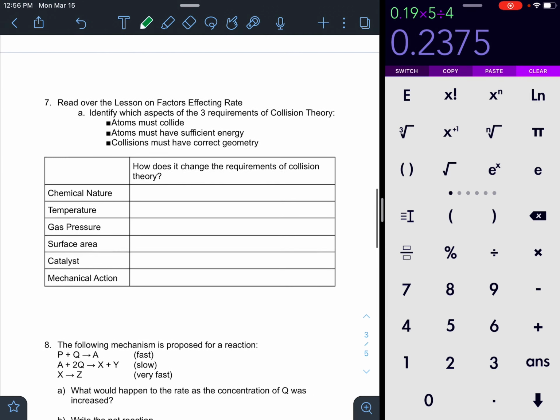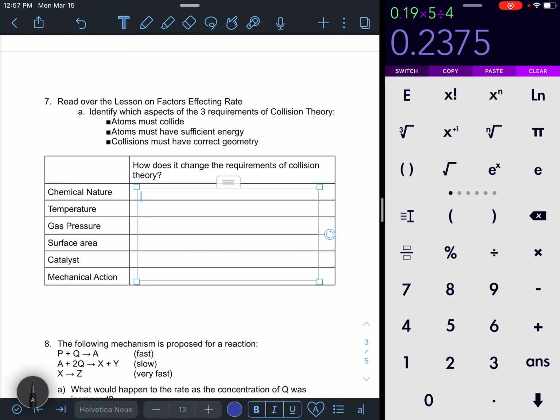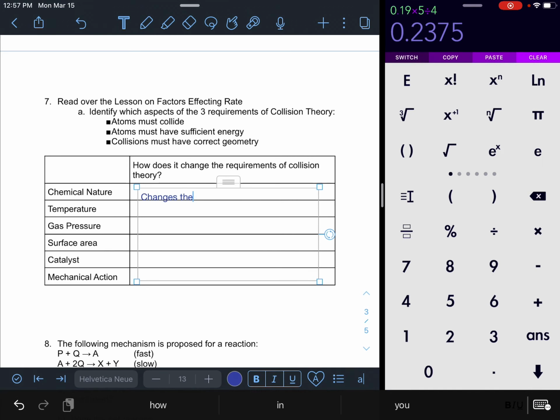Okay, let's look at the factors of change. So thinking about the theory: atoms must collide, atoms must have sufficient energy, collisions must have correct geometry. How do the different factors apply? Chemical nature, this really is going to be a change. Let's see if I can type this one. Chemical nature changes the energy requirements. So that's why that's part 2. So 2 changes the energy requirements.